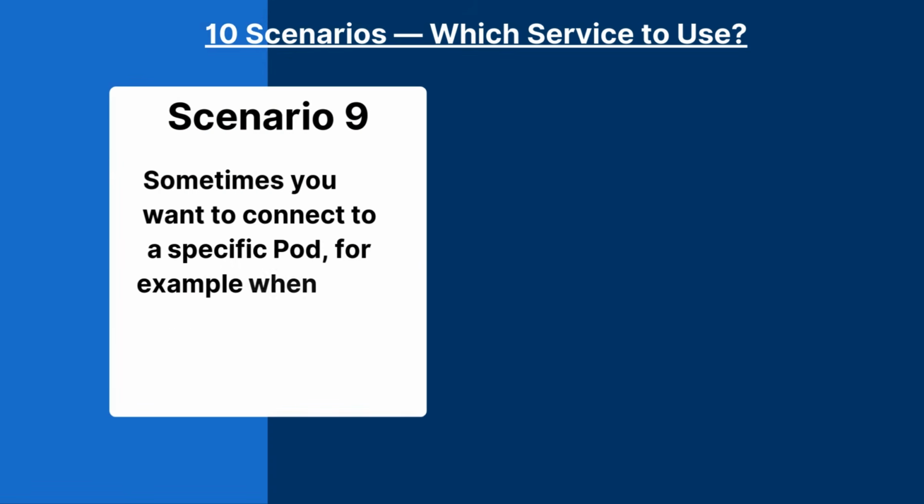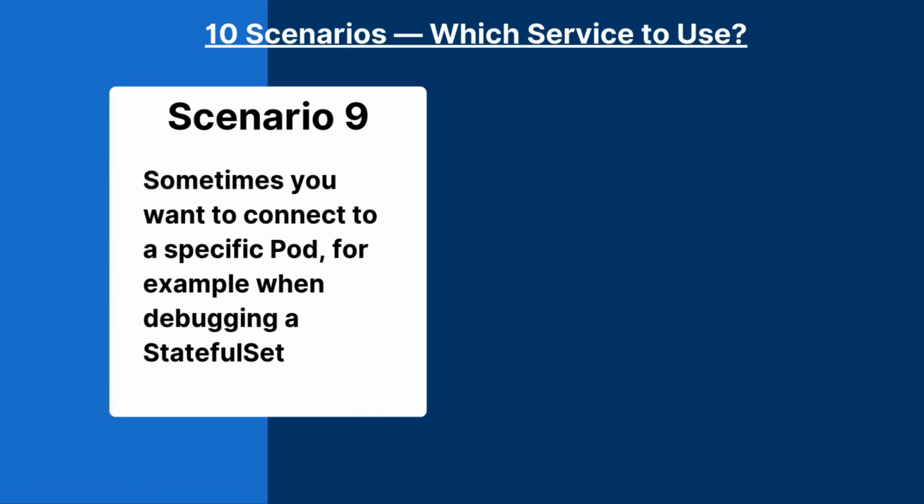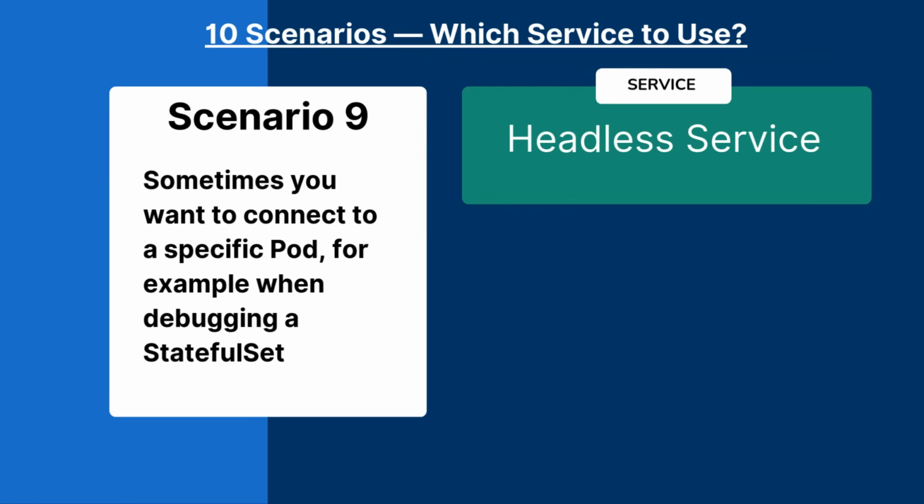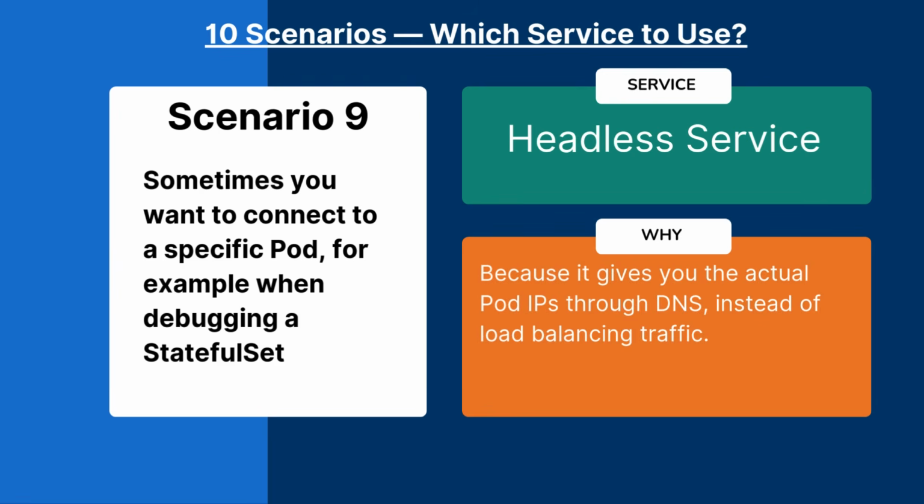Scenario number 9. Sometimes you want to connect to a specific pod, for example, when debugging a StatefulSet. The right choice here is a headless service. Why? Because it gives you the actual pod IPs through DNS instead of load balancing traffic.